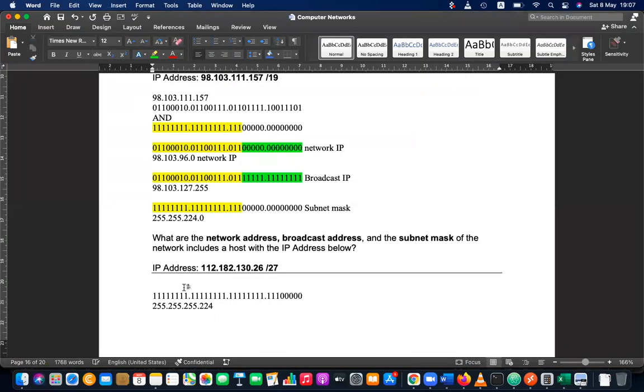The network IP can be taken from 112.182.130.26. Now tell me, in binary, what is the binary value of 112? Can you tell quickly? Now you have calculated, no? 0 0 1 1 1, four zeros. Four zeros, correct?